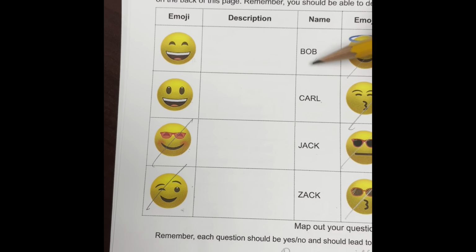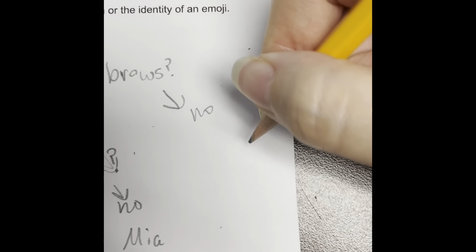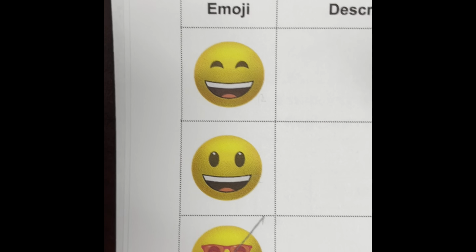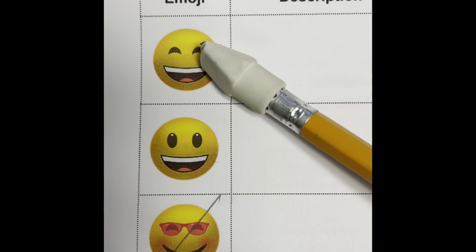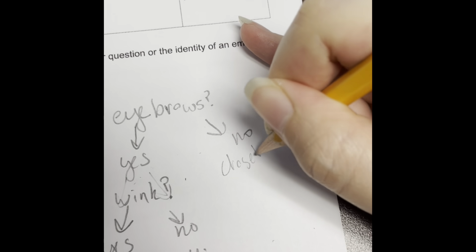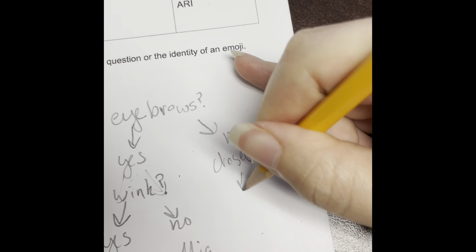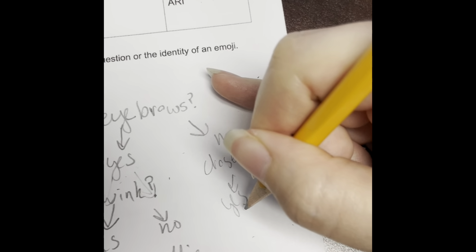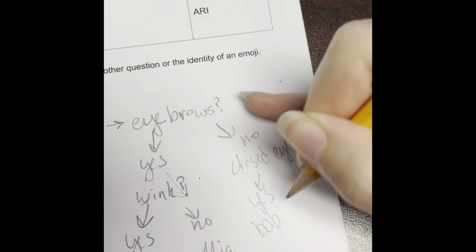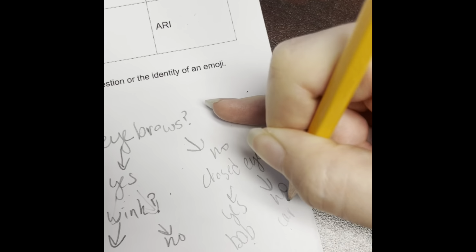The only 2 left are Bob and Carl. Neither of them have eyebrows and both of them have open mouth smiles. So the only way to tell them apart is that one has eyes open and one has eyes closed. So I'm going to say closed eyes. And then if the answer is yes, we know that we have Bob. If the answer is no, we know we have Carl.